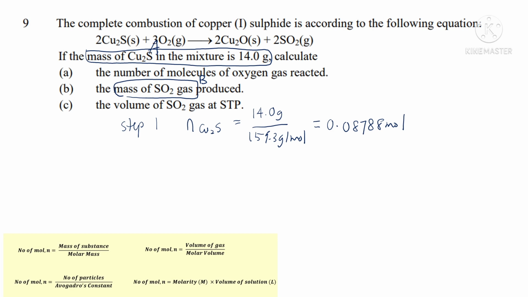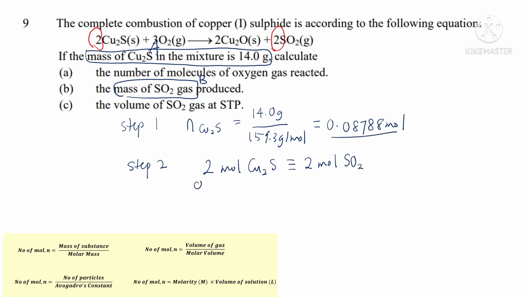And then step number 2, we need to find the stoichiometric relationship between copper sulfide and sulfur dioxide gas. From the balanced chemical equation, we can see that 2 moles of copper sulfide will produce 2 moles of sulfur dioxide gas. So that is the stoichiometric relationship between copper sulfide and sulfur dioxide gas given in the balanced chemical equation. So 2 moles of copper sulfide is equivalent to 2 moles of sulfur dioxide gas, because it produces 2 moles of sulfur dioxide gas.